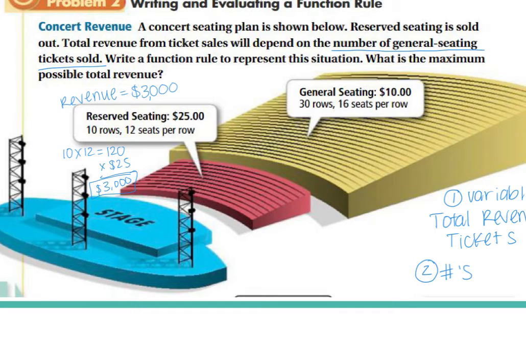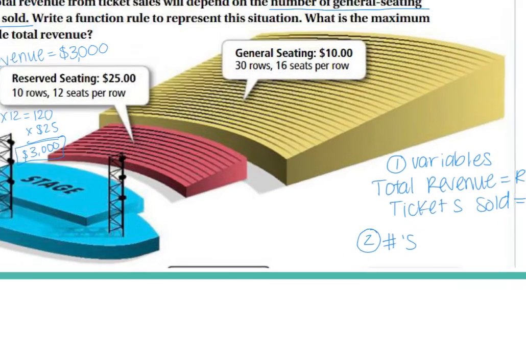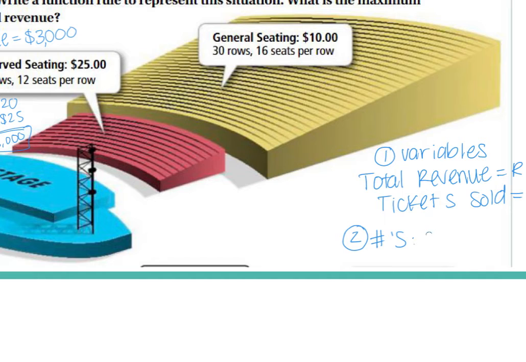Remember, these seats are already paid for. It says that they're sold out. So we already made this fixed amount, $3,000 in revenue right off the bat. So that's our first number, guys, $3,000.